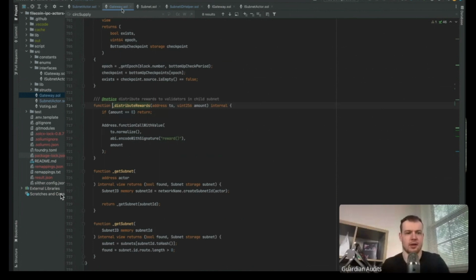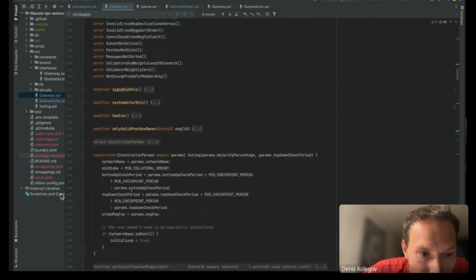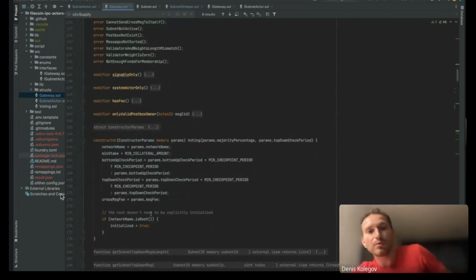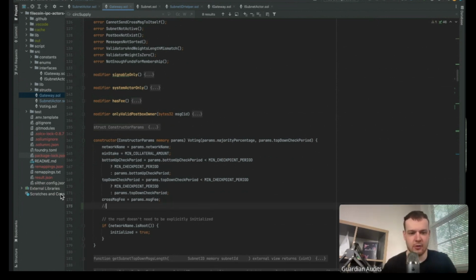Yeah, so I guess that's more of a configuration thing. I don't know in the constructor if you require the fee to be greater than zero. Let's check. Cross message fee. No, we don't require. Okay, so just something to note that obviously we shouldn't deploy it without any message fee or something like that.